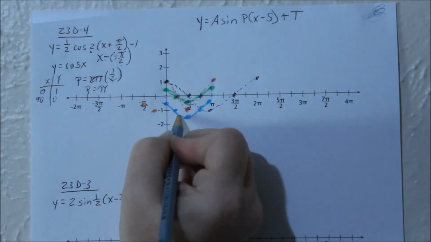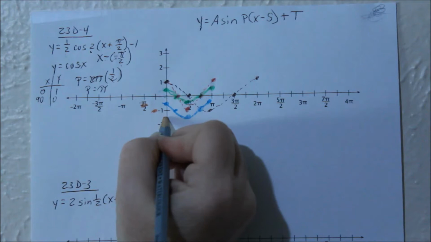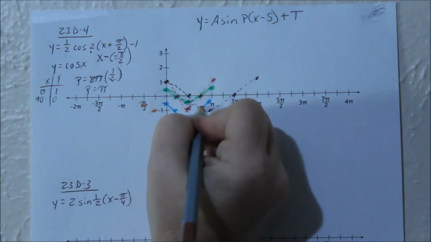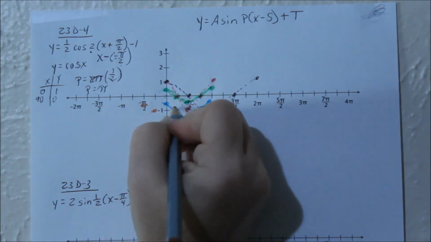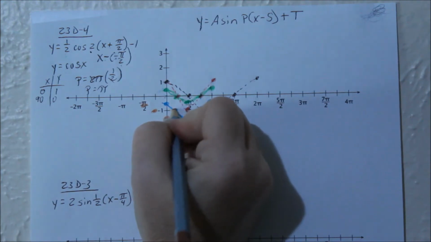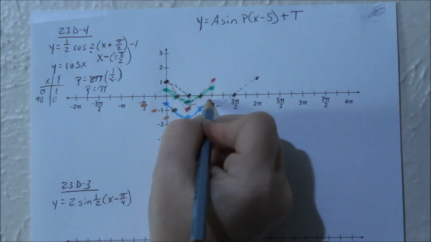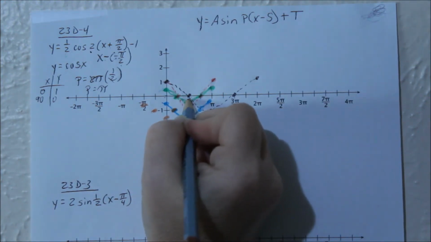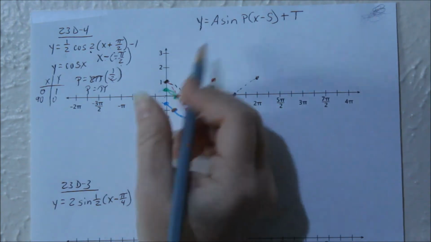This goes 2 tick marks. 1, 2 on the y-axis. This goes 2 tick marks. 1, 2, which would be on top of that blue dot right there. This goes 2 tick marks. 1, 2, which would be on that dot right there. You're going to have to just keep up.